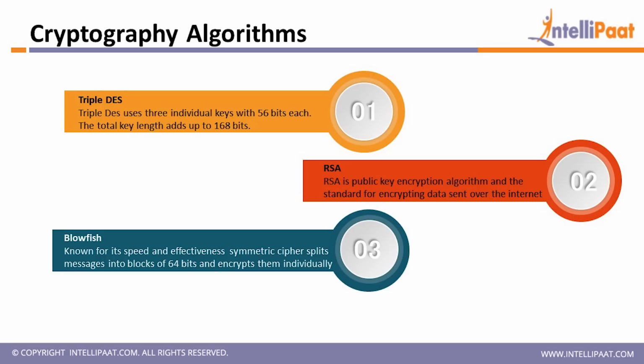Second, RSA is a public key encryption algorithm and the standard for encrypting data sent over the internet. RSA is again the most popular cryptographic algorithm used to perform cryptographic functions. Third one is Blowfish. Known for its speed and effectiveness, this symmetric cipher splits messages into blocks of 64 bits and encrypts them individually. Blowfish is fast at encrypting and decrypting messages.